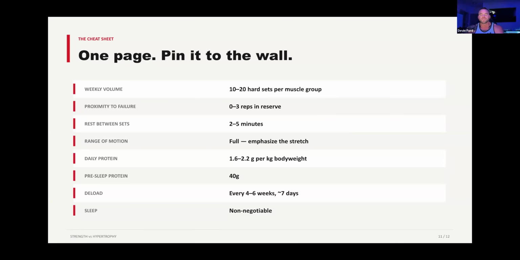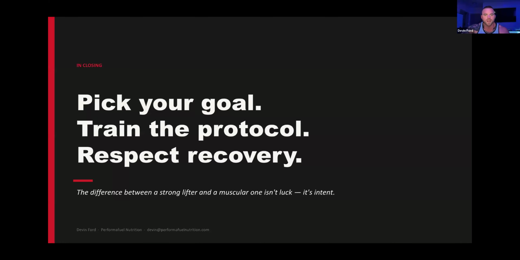The volume, again, to increase muscle: 10 to 20 sets, taking each set within 3 reps of failure. You rest 2 to 5 minutes. Okay, so you rest more than you probably think. Make sure you hit full range of motion. Make sure you get enough protein in. You get some protein before bed, sleep, and then every 2 months or so, you can deload, which basically just means that week you don't progress. You let your body actually recover. And that's just more of a psychological thing.